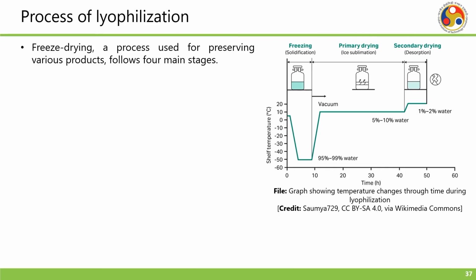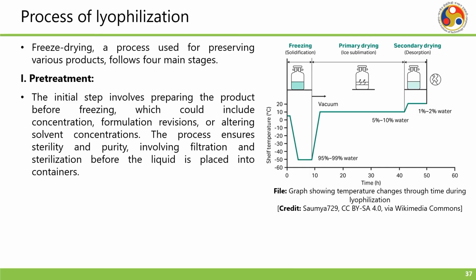The process used for preserving various products follows 4 main stages. Number 1 is the pre-treatment stage. The initial step involves preparing the product before freezing, which could include concentration, formulation revisions, or altering solvent concentrations. The process ensures sterility and purity, involving filtration and sterilization before the liquid is placed into containers.